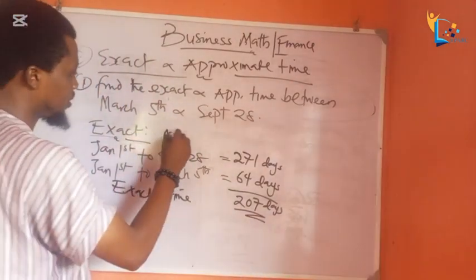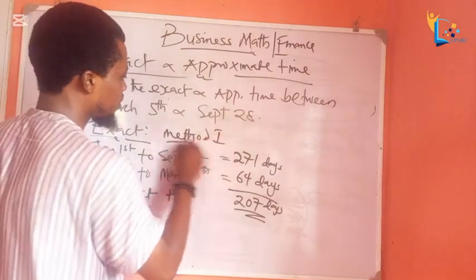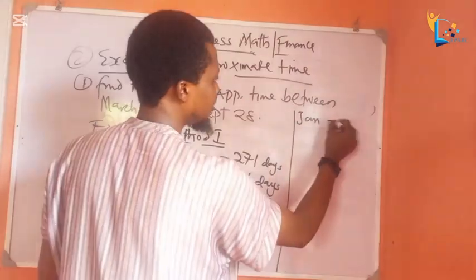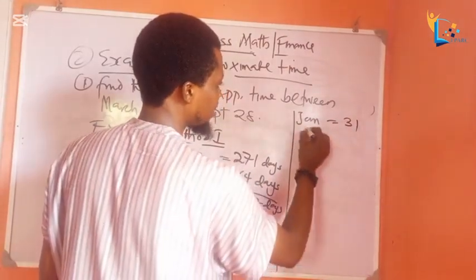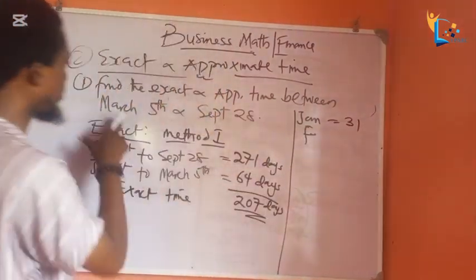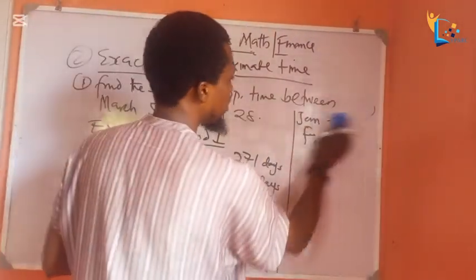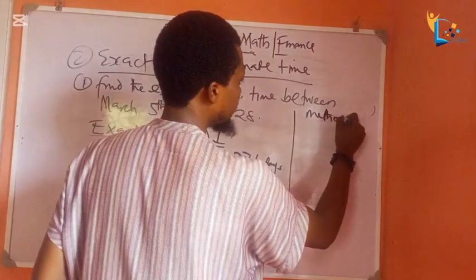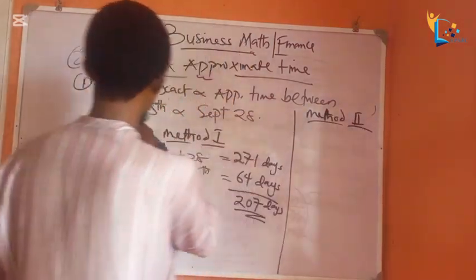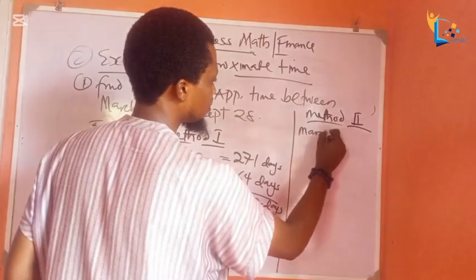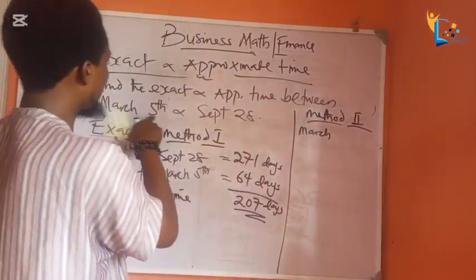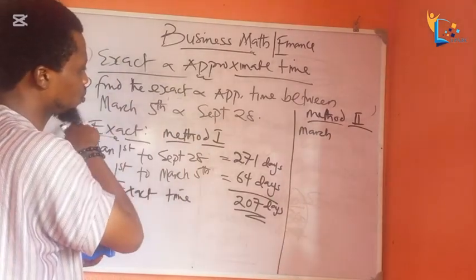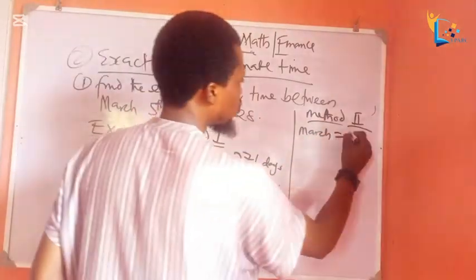This is method 1. The second method is this. We are doing from March. Method 2, we have March, from March 5th to September 28th. Now, from 1st to 5th is out. So the remaining we have 26.